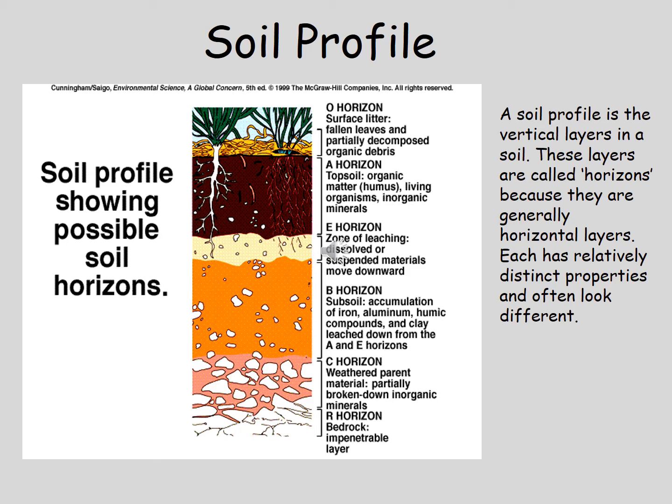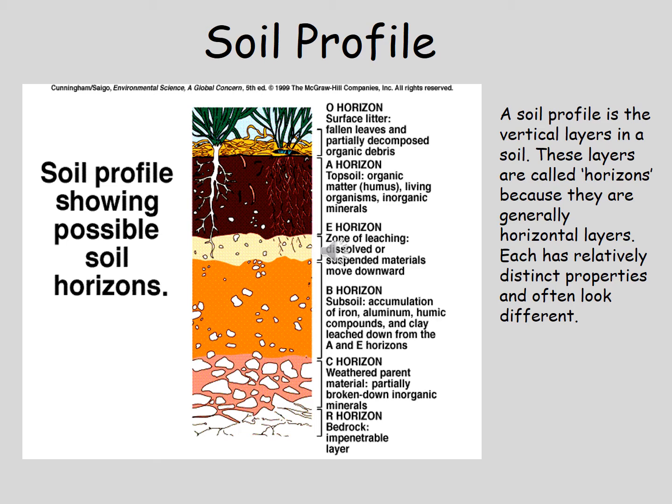You already know a little bit about this. We've talked about this before. The O horizon is the top layer, the surface litter or fallen leaves, partially decomposed sticks and leaves and roots and bugs and things that are not fully decomposed. It could also be mulch that's on top. That's the O horizon.